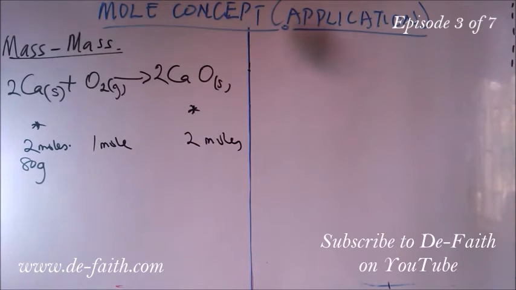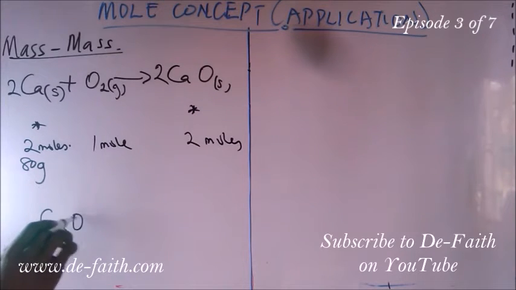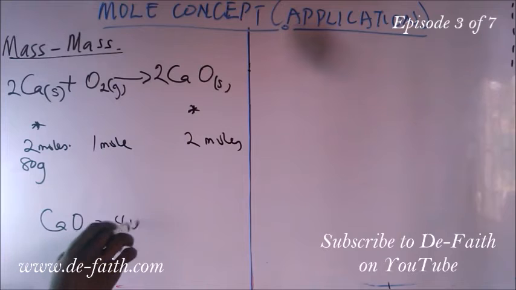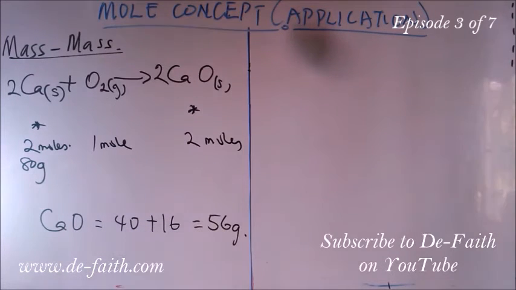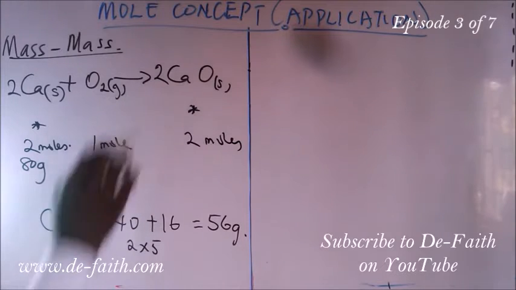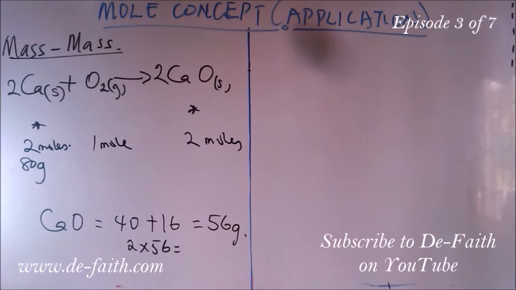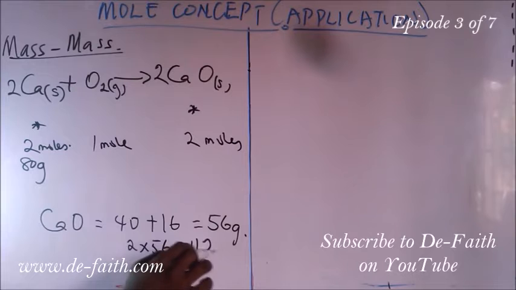And for calcium oxide, we need to calculate the relative molecular mass. Calcium is 40 and oxygen is 16. So when we add this, we have 56 grams. Now when we're talking about 2 moles of calcium oxide, that will yield 112 grams.